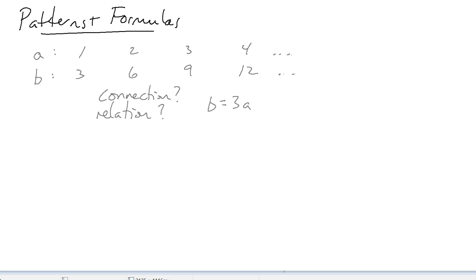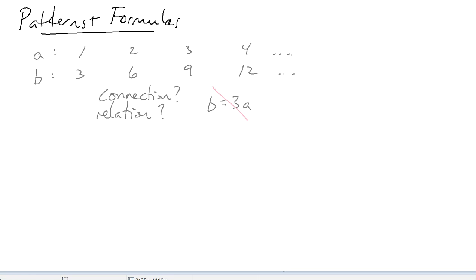Well, that's not exactly what I'm asking you for. What I'm asking you for is what's the connection? What's the relation between them? How does one change compared to the other? I'm not asking for the formula. I'm asking for the relationship between them.